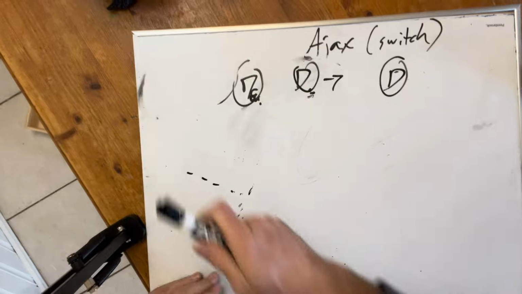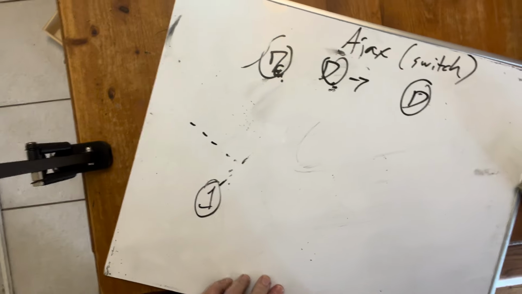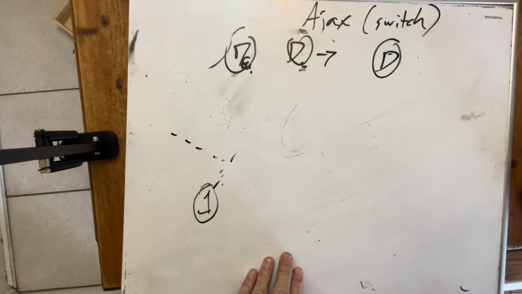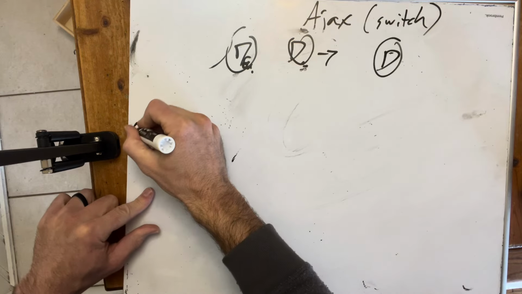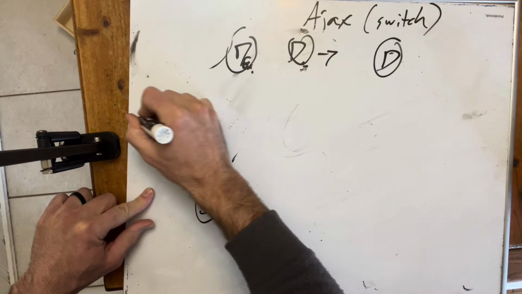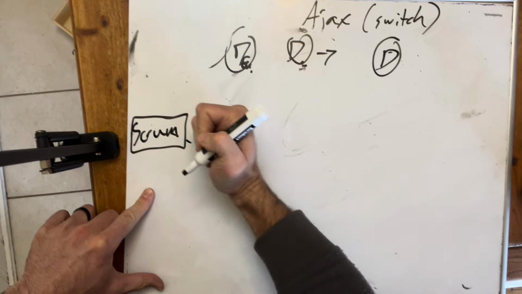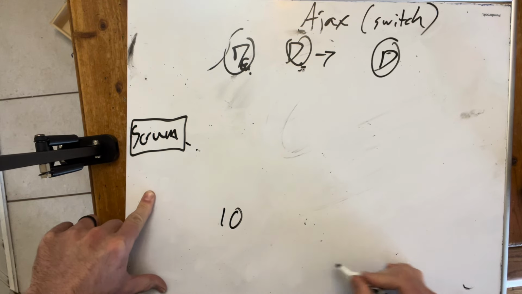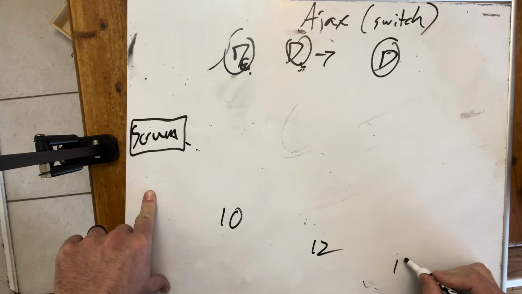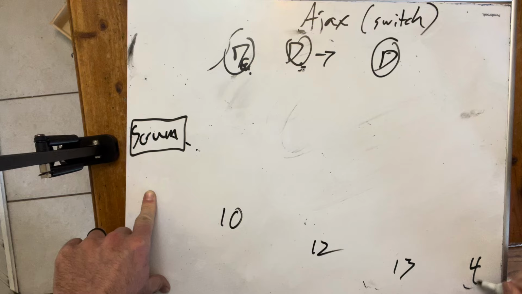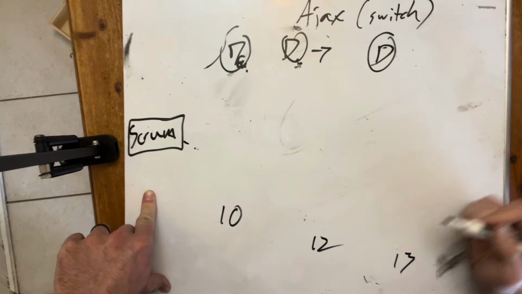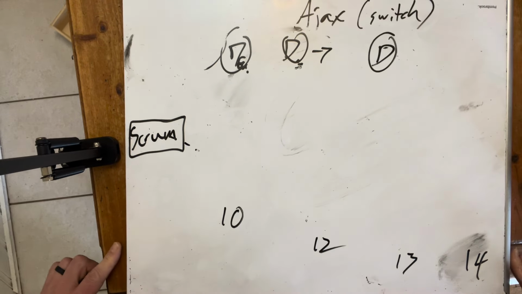Option 1, we could have a scrum here. Okay, if this is a scrum, we could have maybe our 10, 12, 13, and 14 running this play. Okay, that could be one option.